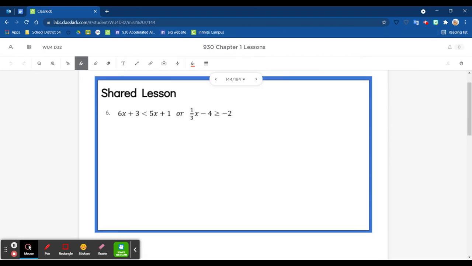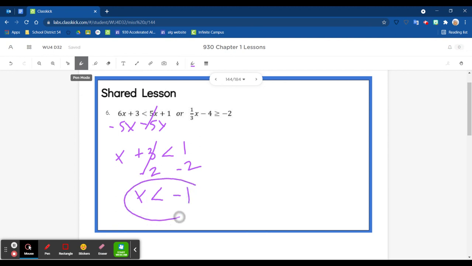One more or. All right, so this one has multiple variables on both sides. So let's get started on that. I like to keep my variables positive. It's just my preference. So I'm going to try to get my x over to this side. So I'm going to start by subtracting 5x from both sides. This gives me x plus 3 is less than 1. From there, I'm going to subtract 2 to have x is less than -1. So that would be my first inequality.